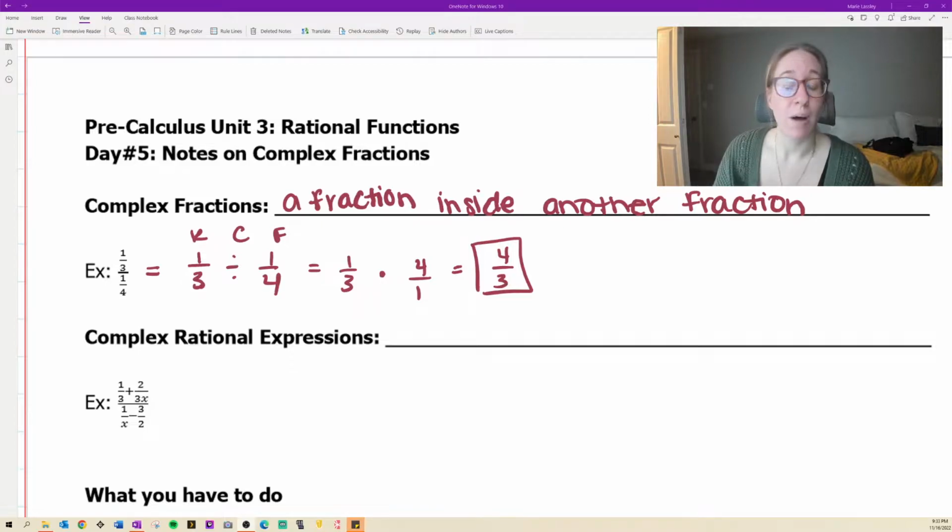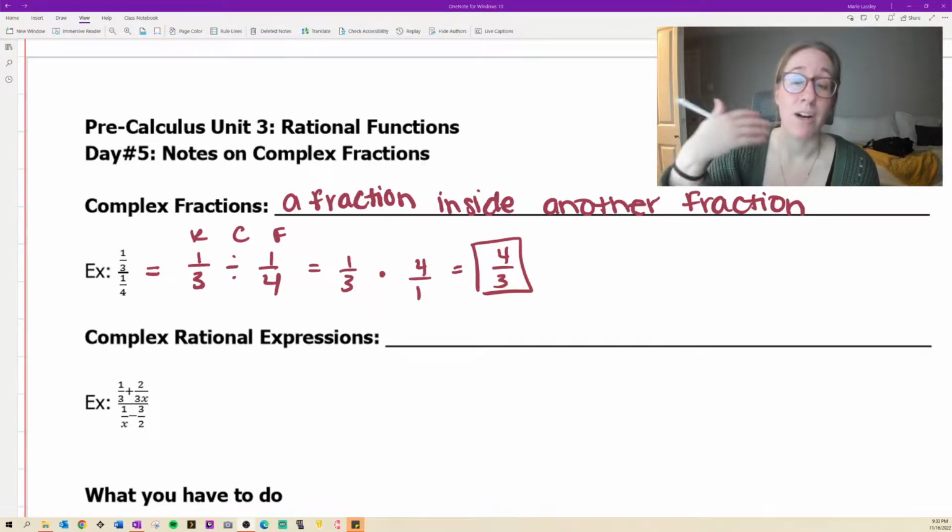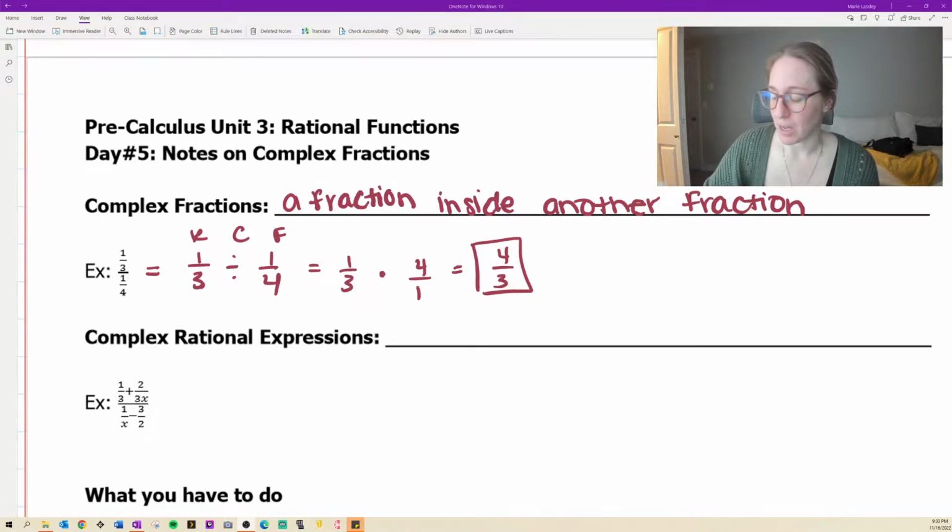Now, when we get to complex expressions, which is that next piece, there is a slight difference, right? So what you'll notice is not only do we have variables in here, but we also have multiple terms in both our numerator and denominator. It doesn't always have to be both, but generally if you're dealing with a complex rational expression, you're going to have multiple terms in either the numerator or the denominator or both, like this example. All right, so the difference between just a complex fraction and a complex expression is the multiple terms piece.